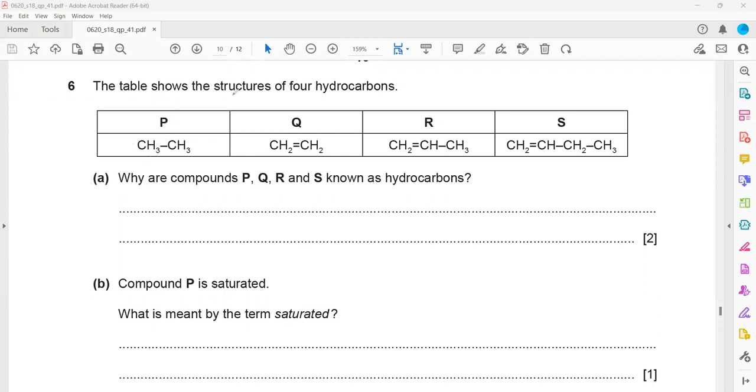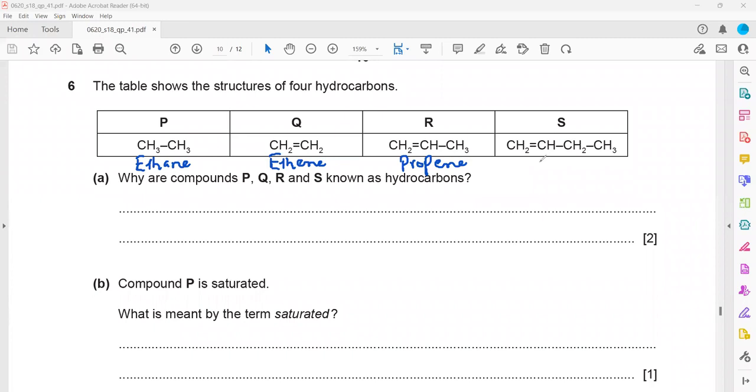2 carbon atoms. Ethane. Because 2 carbon atoms, so that will be eth, and because they have a single bond, ane. What is the name of compound Q? Ethene. Eth, because there are 2 carbons, and you see a double bond, so it's ene. What is the name of compound R? Propene. Because prop means 3 carbons and they have a double bond, so ene.